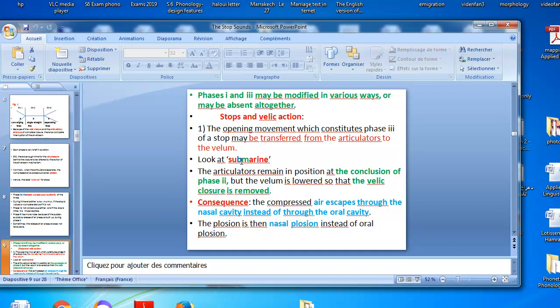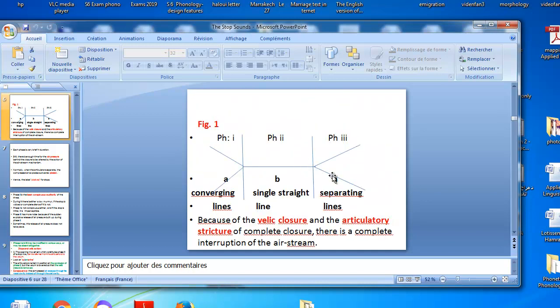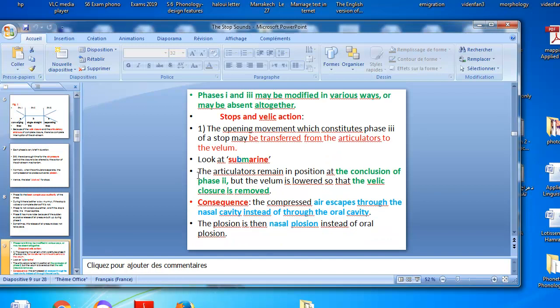So here, if you like, phase 3 does not take place in the production of B in submarine. We don't say sub-B, we don't release the air in phase 3. So phase 3 here is absent. Okay? So submarine. Look, the articulators remain in position. What articulators are we talking about? It's the lower lip and the upper lip that produce B.